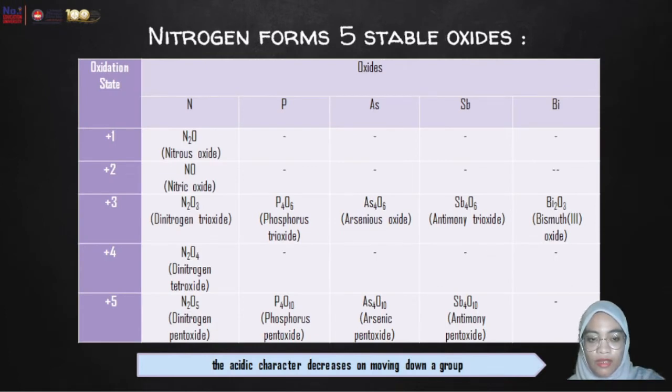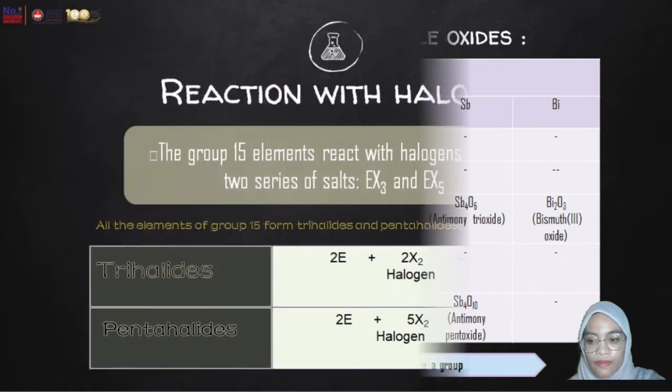When we look at this table, nitrogen forms 5 stable oxides. In oxidation state +1, nitrous oxide, N2O. +2, nitric oxide. +3, dinitrogen trioxide. +4, dinitrogen tetraoxide. +5, dinitrogen pentoxide. As you know, bismuth can form an oxide in the +5 oxidation state only with difficulty because of the inert pair effect. Oxides in the higher oxidation state of an element are more acidic than those of the lower oxidation state. Hence, the acidic strength of the oxides of nitrogen increases from N2O3 to N2O5.